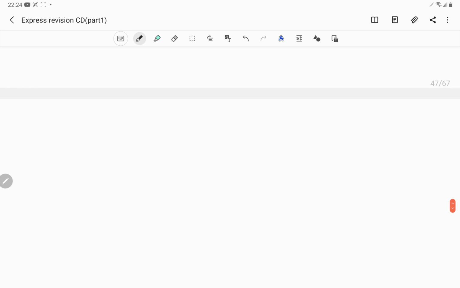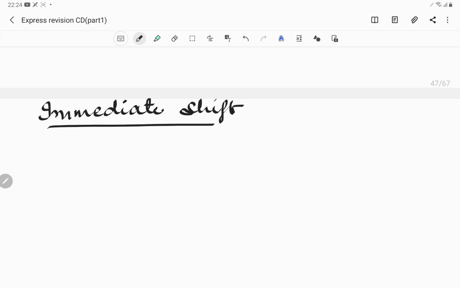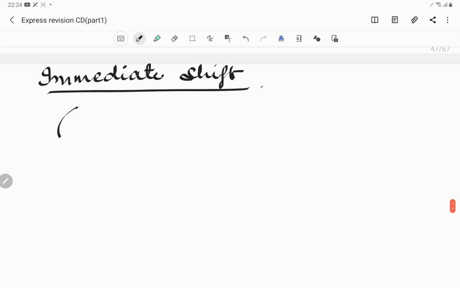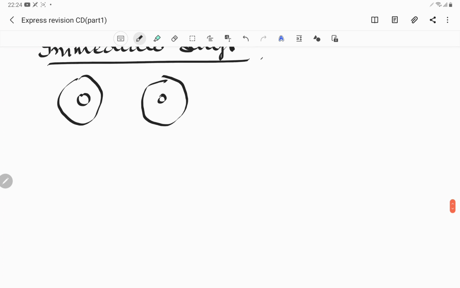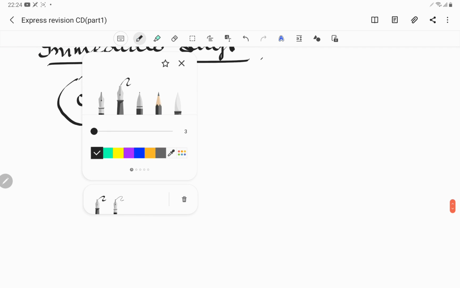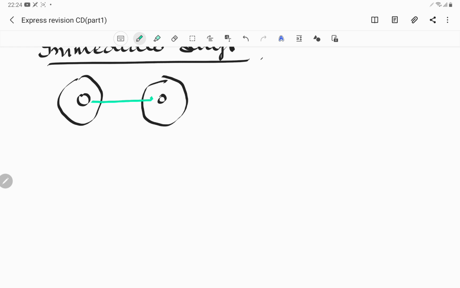So, the immediate shift is, as the name suggests, an immediate shift. That means there is going to be an immediate lateral translation.